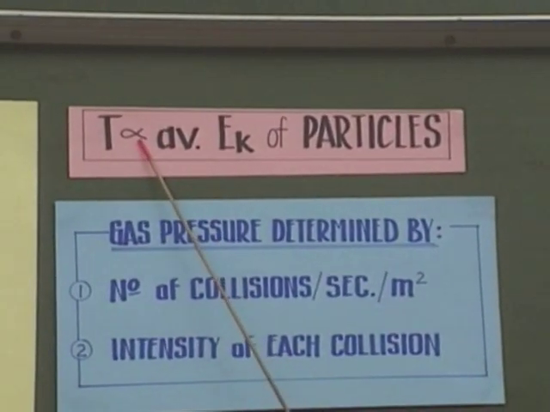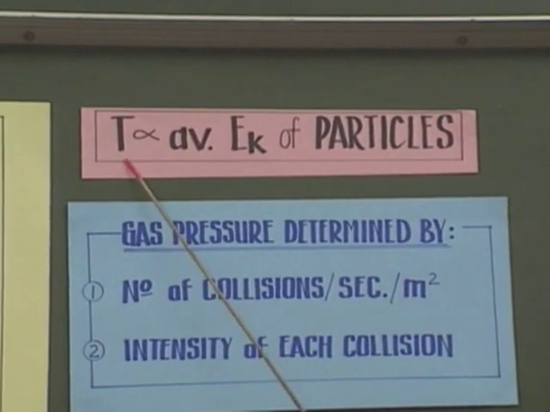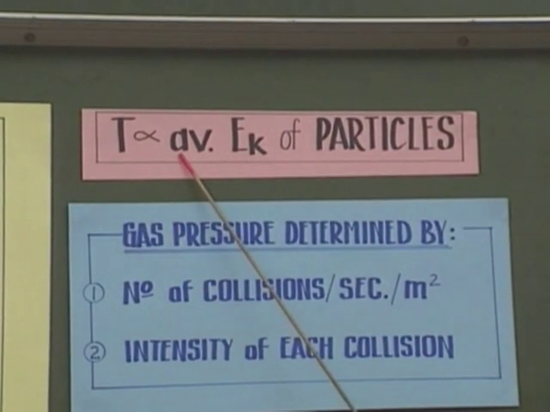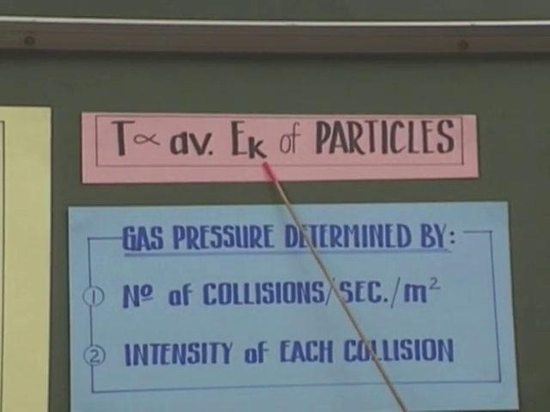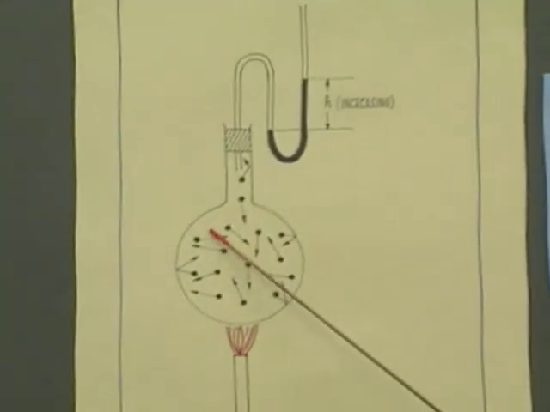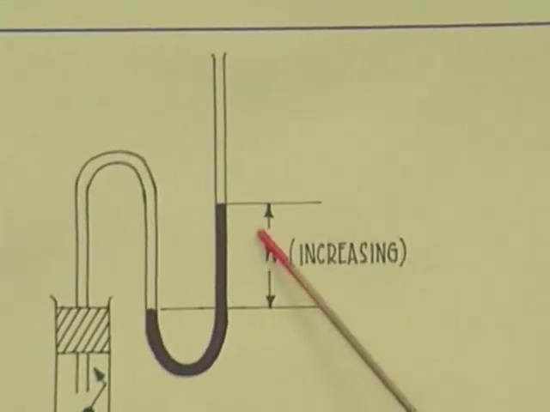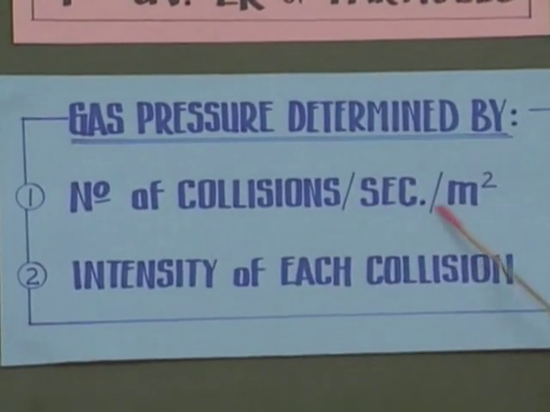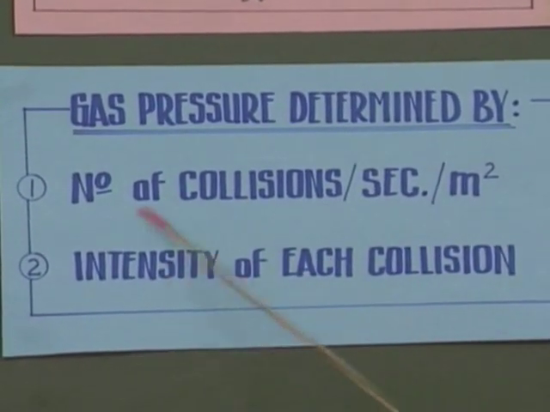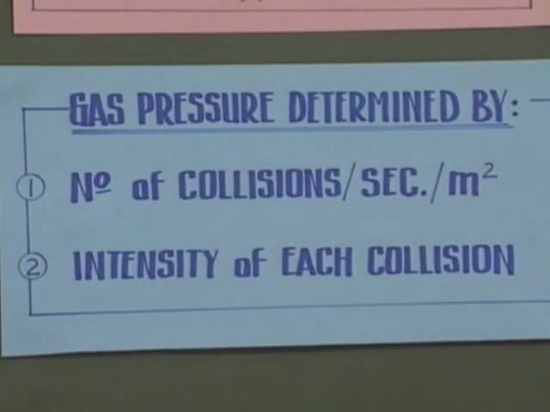We know that the temperature of a gas is directly proportional to the average kinetic energy of the particles. An increase in temperature therefore means an increase in average kinetic energy, or an increase in the average velocity of the molecules. So the molecules in the flask here will move faster, causing an increase in the pressure reading due to an increase in the number of collisions per second per unit area, but at the same time we also get an increase in the intensity of each collision.